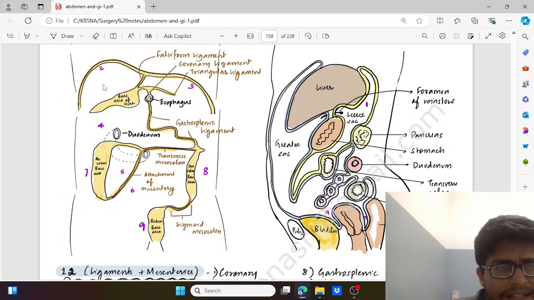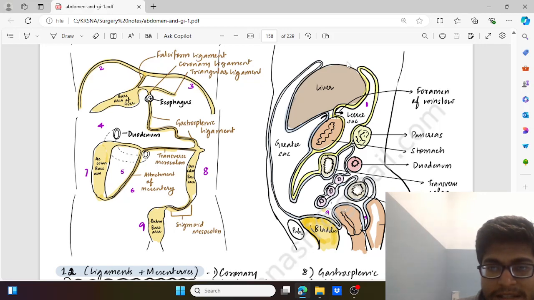As we can see, these are the subphrenic spaces, the second and third. Then the fourth one is the subhepatic space or hepatorenal space. Then we have the 7 and 8, that is the paracolic gutter, supramesenteric and inframesenteric. And ninthly, the pouch of Douglas or rectovesical pouch.